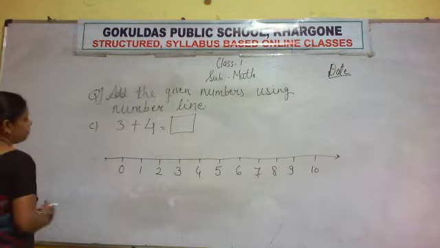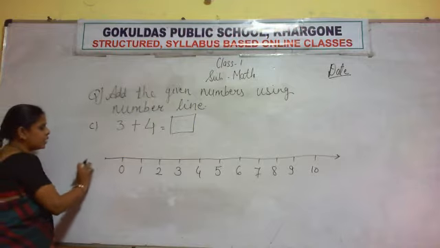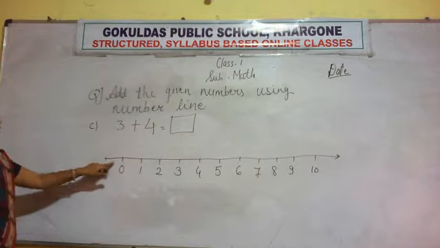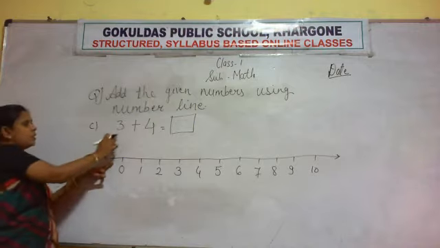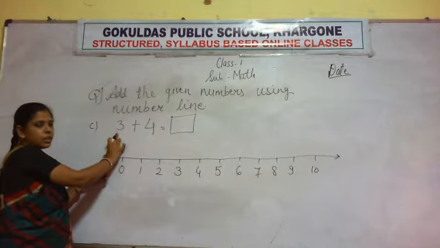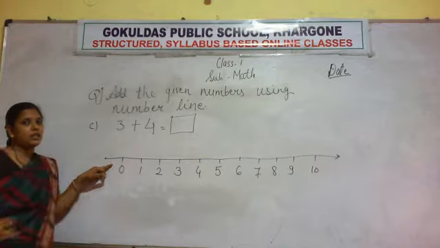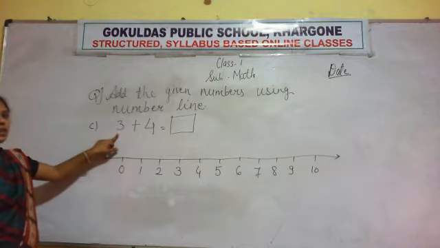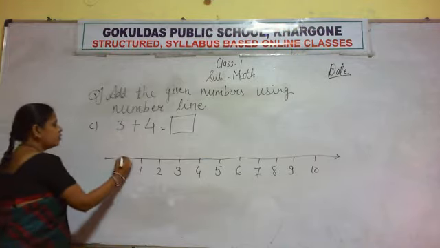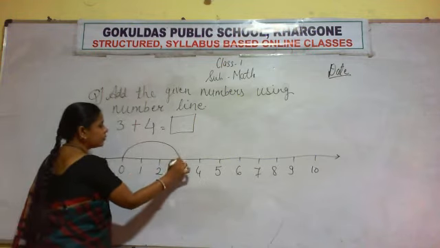Now what is our first step? That we have to jump from 0 to the first given number. So what is the first number given here? The number is 3. The first number that is given here is 3. So we have to jump from 0 to number 3.